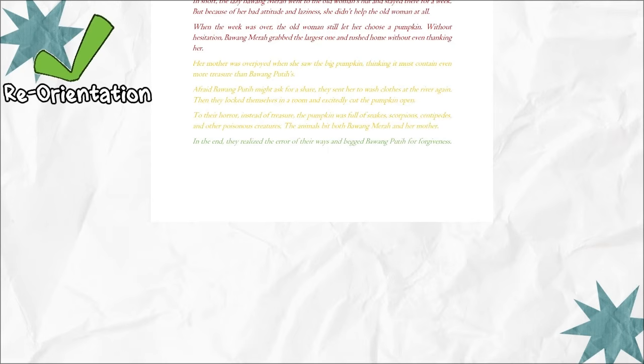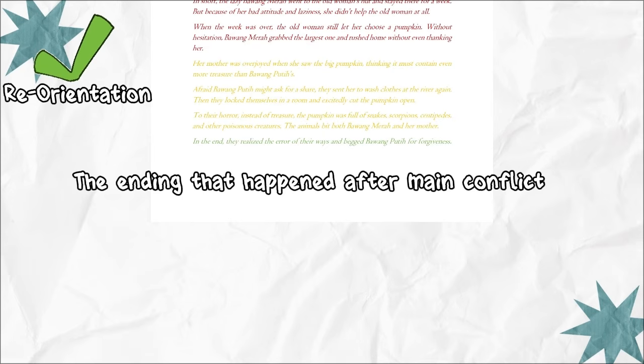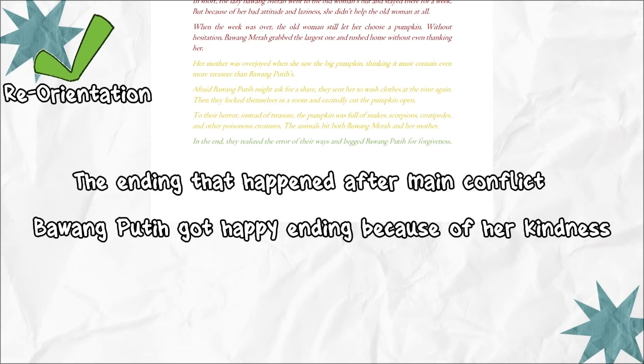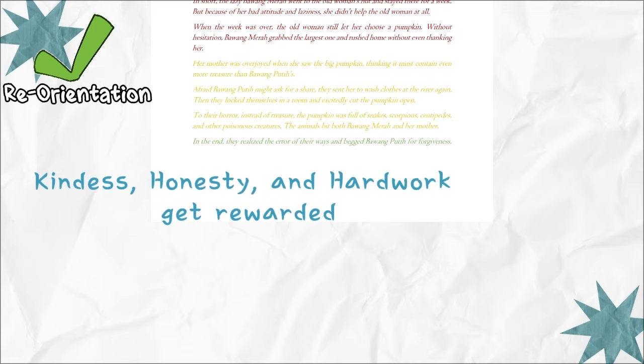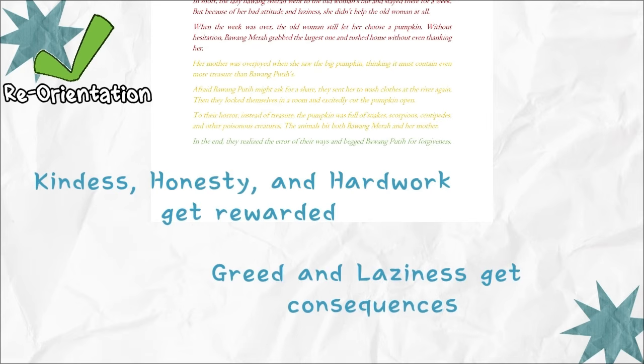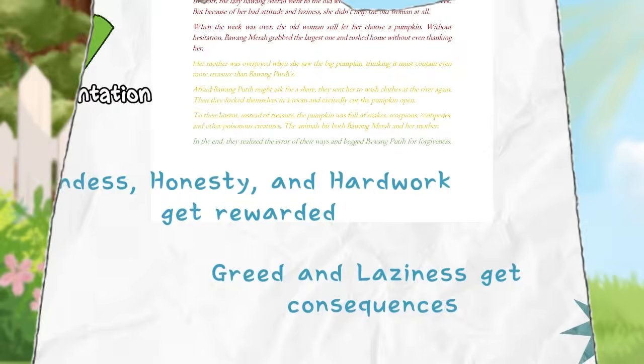This is the reorientation or coda. This is the ending, where we see what happens after the main conflict. Bawang Putih is rewarded for her kindness and hard work. Bawang Merah and her mother suffer because of their greed and laziness. And here's the moral to the story. Kindness, honesty, and hard work are rewarded, while greed and laziness lead to consequences. That's the lesson the story wants us to learn.